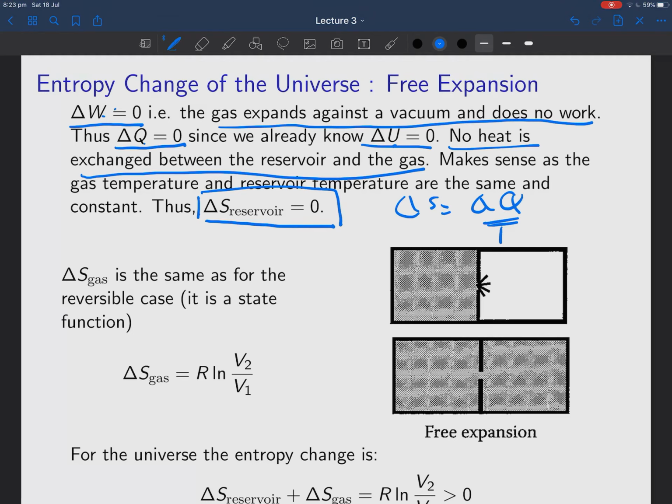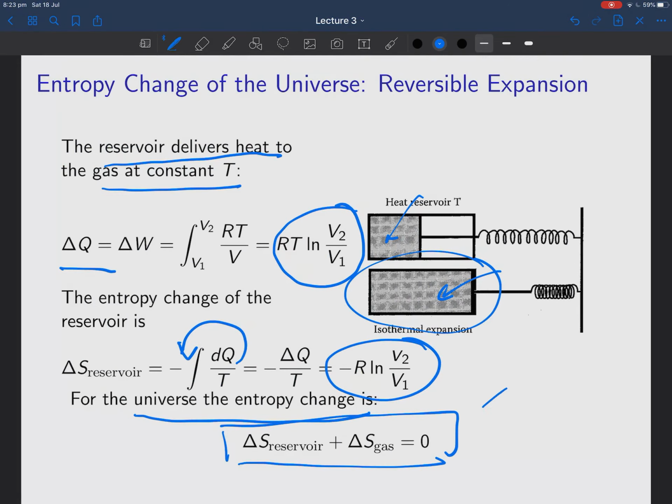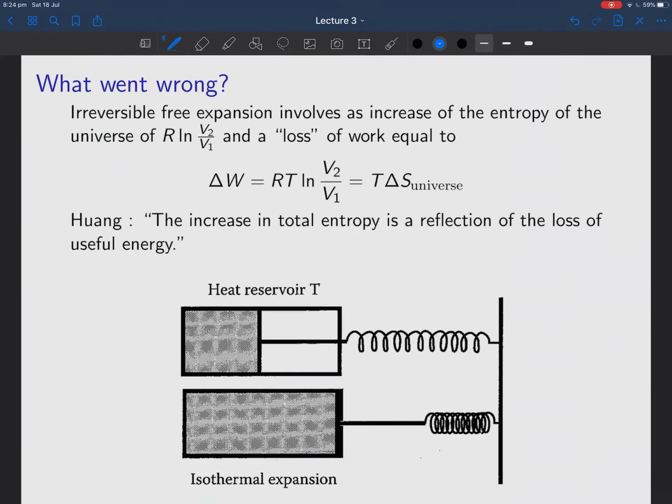So if I asked you, what's the entropy change for this particular process? It's irreversible. What you do is go and try and make up a reversible process, which is what we've done back here, which starts in the same state and finishes in the same state. And we've got that. So the entropy change for the universe is easy in this case. It's dS reservoir plus dS gas, which is just dS gas, which is R log V2 over V1, which is greater than 0. So note here, the entropy change of the whole universe is bigger than 0. In the previous case it was 0.